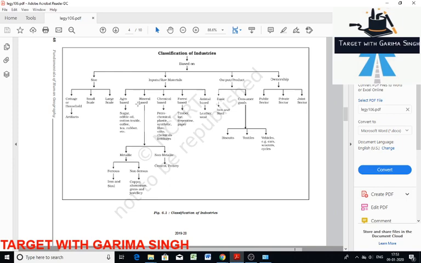Let's discuss mineral-based industry. It is divided into two: metallic and non-metallic. Metallic is further ferrous and non-ferrous: in ferrous, iron content is there, and in non-ferrous, iron content is not there.